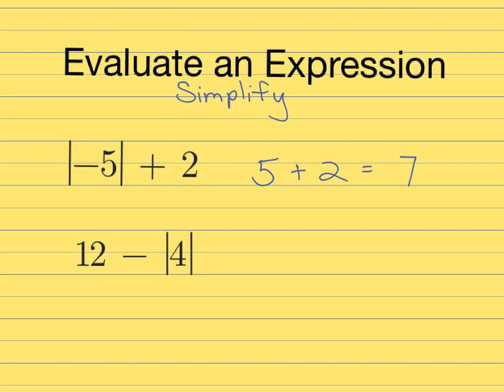All right, let's take a look at the next example. We have 12 minus the absolute value of 4. Well, I'm just going to start by writing the 12 and copying the minus sign. Okay, absolute value of 4. What is the distance that 4 is from 0? And our answer is 4. And 12 take away 4 equals 8.